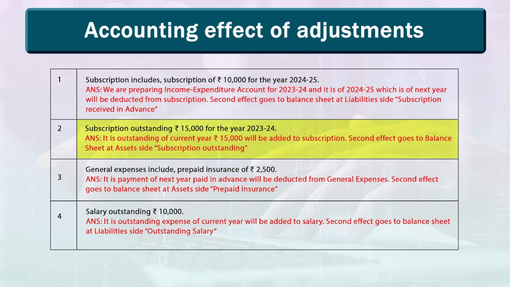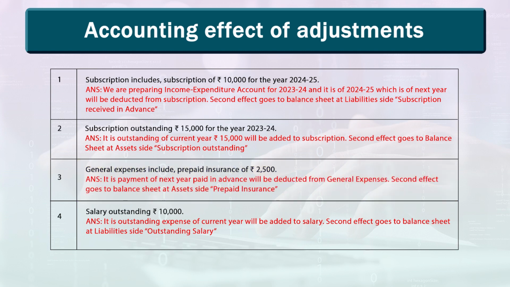Rupees 15,000 will be added to subscription. Second effect goes to balance sheet at asset side, subscription outstanding. The third adjustment is general expenses include prepaid insurance of rupees 2,500. It is payment of next year paid in advance and will be deducted from general expenses. Second effect goes to balance sheet at asset side, prepaid insurance.